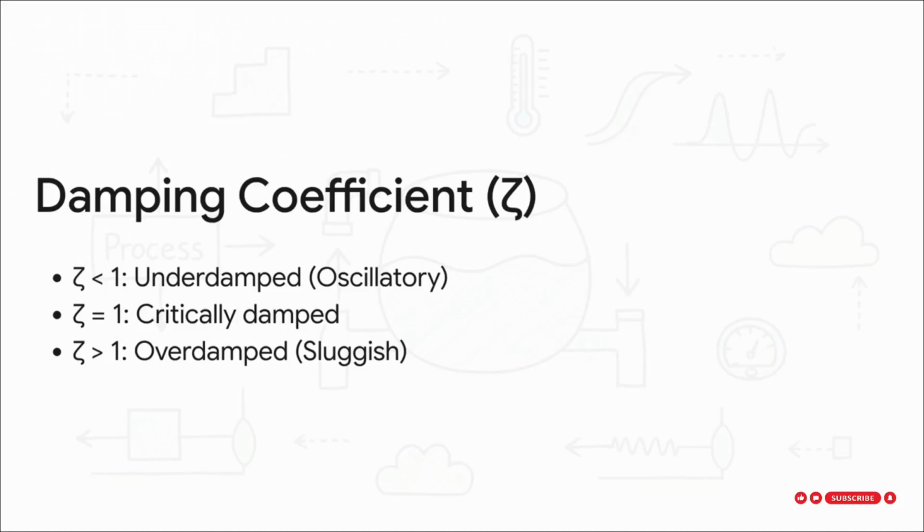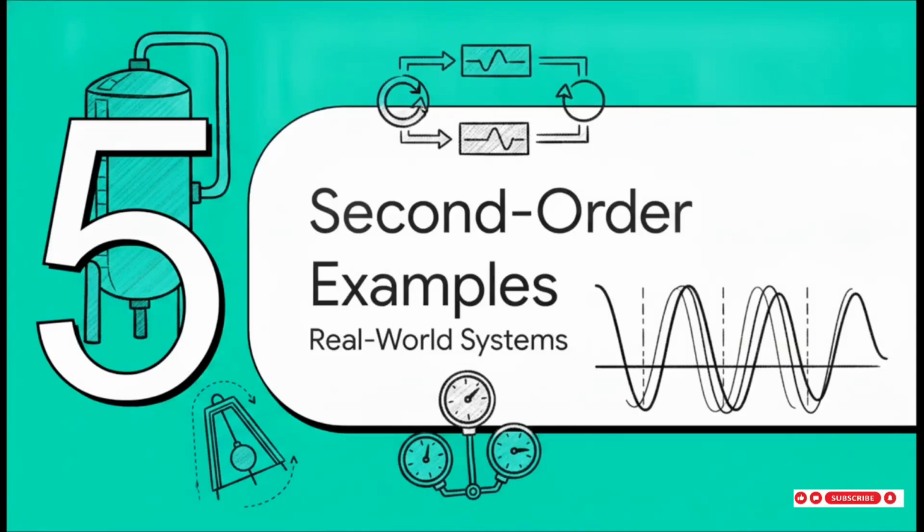Now, if zeta is exactly 1, it's critically damped. Think of this like a perfectly tuned sports car that reaches the target instantly without overshooting at all. And if zeta is greater than 1, it's overdamped. That's like driving an old truck through thick mud, resulting in this really sluggish, S-shaped curve that just slowly crawls to its final value. Let's move to Section 5, Real-World Second-Order Examples.